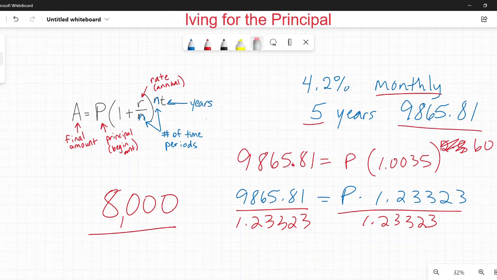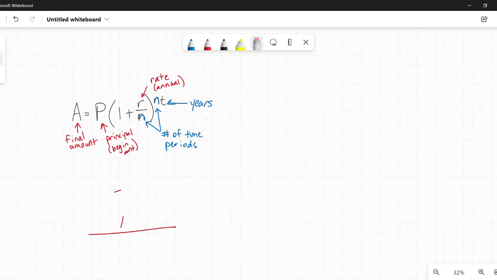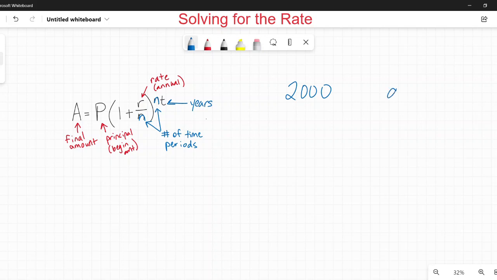Okay, next one. We are going to solve for rate. So this one, we're starting with a principal of $2,000. It is compounded daily. After 3 years, the final amount is $2,401.59. What is the rate?